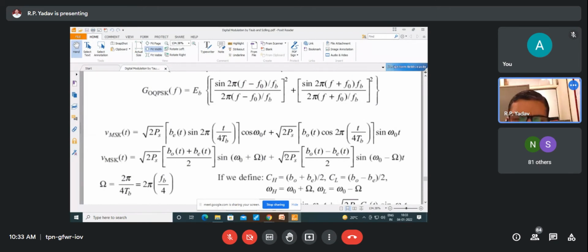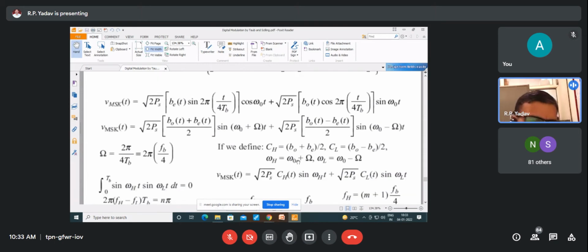Now you might say it can be further simplified. How do I define my symbols here? What is my σ? σ is equal to 2π upon 4Tb, that means 2π Fb by 4. Tb is my bit interval. Now, if you define this particular as CH, C high, let us say, because it's positive, so (b even + b odd) divided by 2 is CH, and CL is (b even − b odd) divided by 2, and ωH is ω0 plus σ, and ωL is ω0 minus σ.